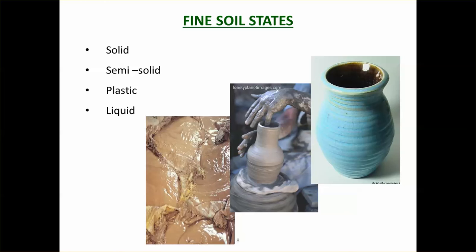Plastic, there's more water still, and so it can be molded. And then liquid, it's usually totally saturated or close to saturation. So in other words, the voids are almost totally full or totally full of water, and the soil particles aren't edge to edge, so it has the consistency of a fluid, which is obviously not very good if you're trying to build something on top of it. So what we're trying to do in earthworks is work with plastic semi-solid material, working around that optimum moisture content.